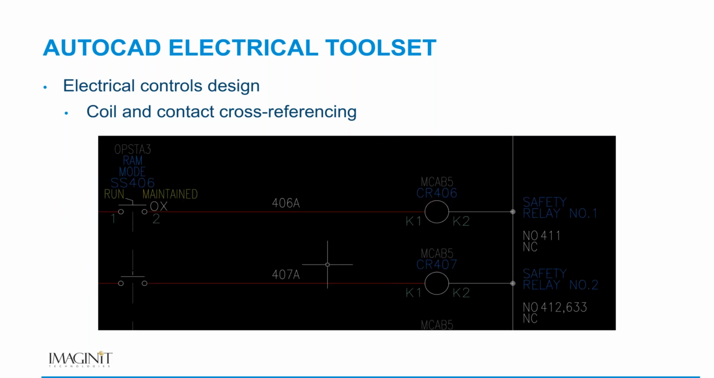So coil and contact cross-referencing. As I'm using all of this information in here, you're going to see that when I put things in here, it's going to tell me this is normally open 411, this is our safety relay number 1, and all of this information in this one line right here is all cross-referenced. So if I make a change, it'll update correctly to what I need it to be.